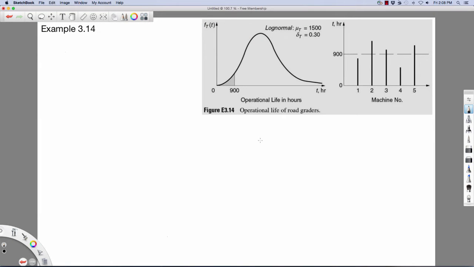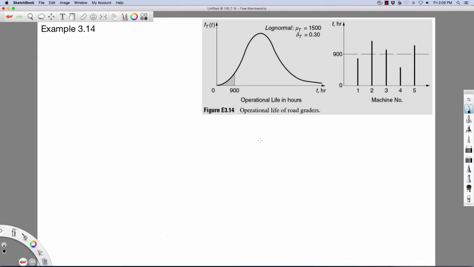This is example 3.14 in your textbook on page 106. It reads, 5 road graders are used in the construction of a highway project. The operational life T of each grader is a log normal random variable with a mean life of 1500 hours and a coefficient of variation of 30%.